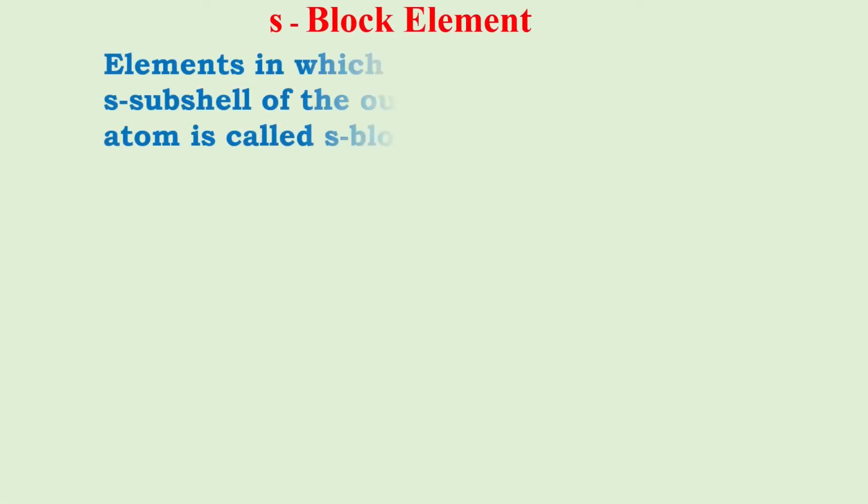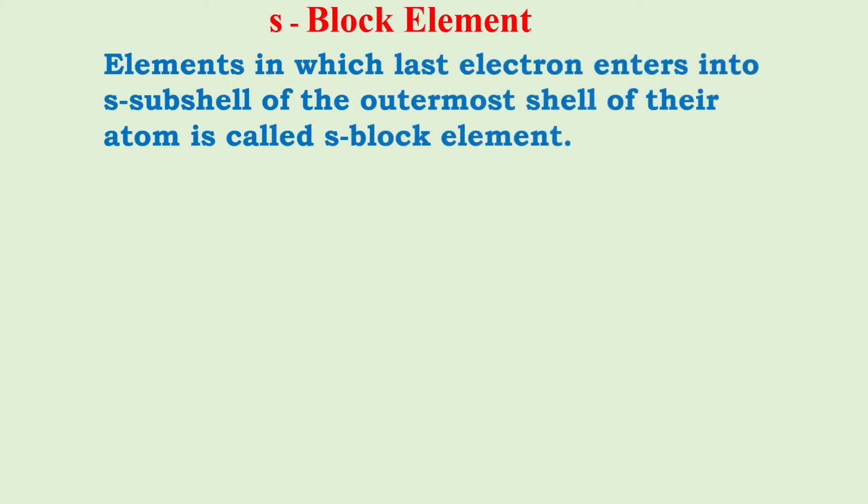Let's define what is S block element. Elements in which last electron enters into S subcell of the outermost cell of their atom is called S block element. Now this is a little difficult to understand. What it means, I want to elaborate it.